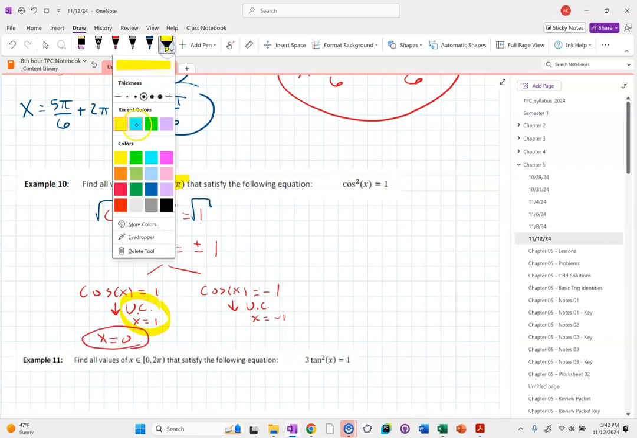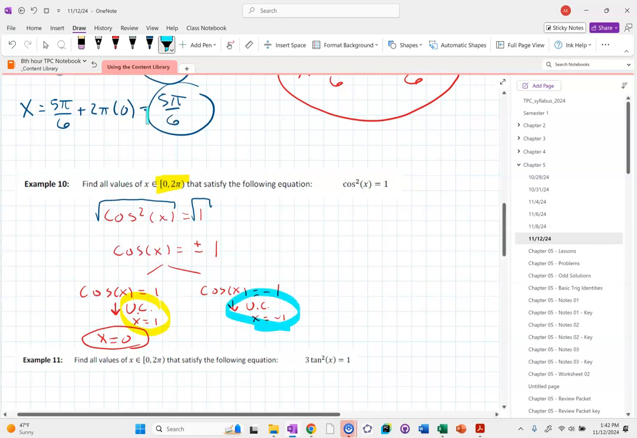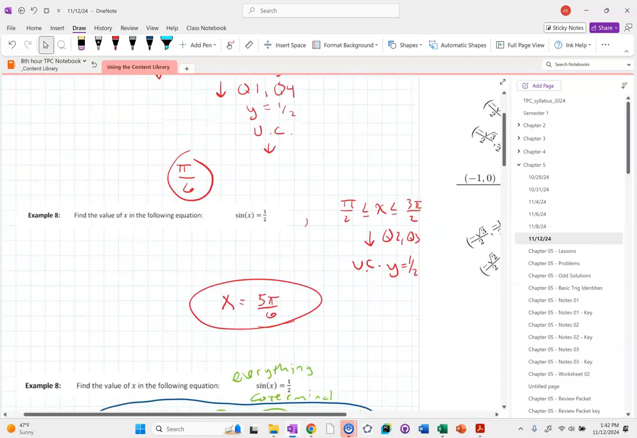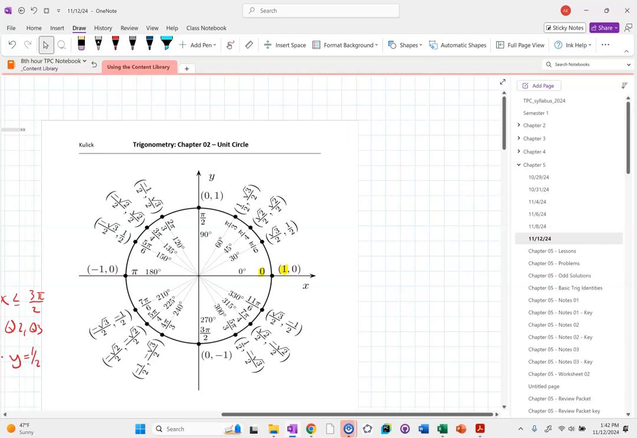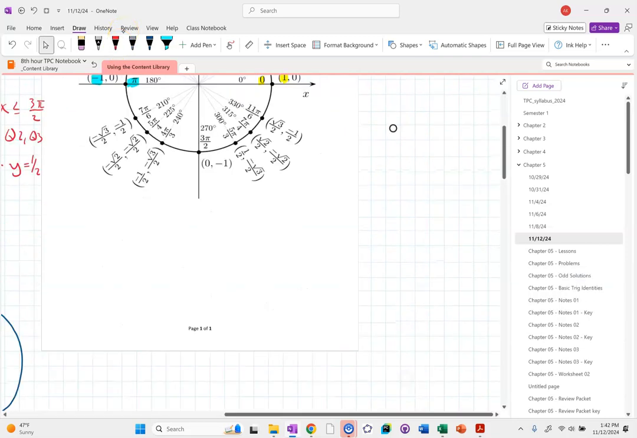And then if I go and look at the other one, I go to the unit circle and look where x is negative 1. We'll do the same thing. So check my x's. There's 1. And then keep checking. That's the only one. So that's at pi is my other solution.